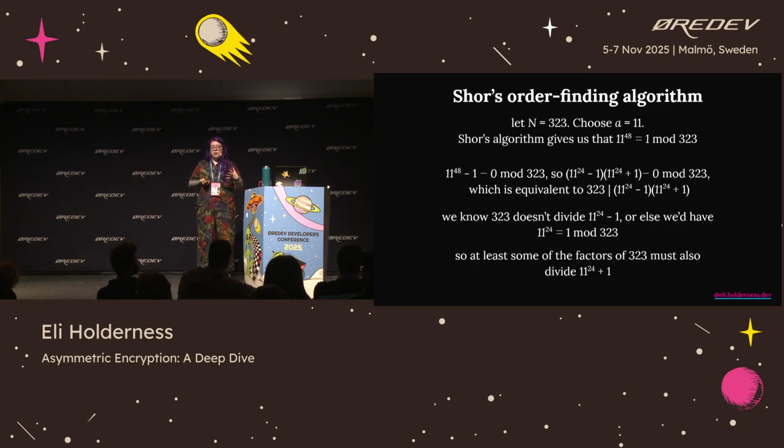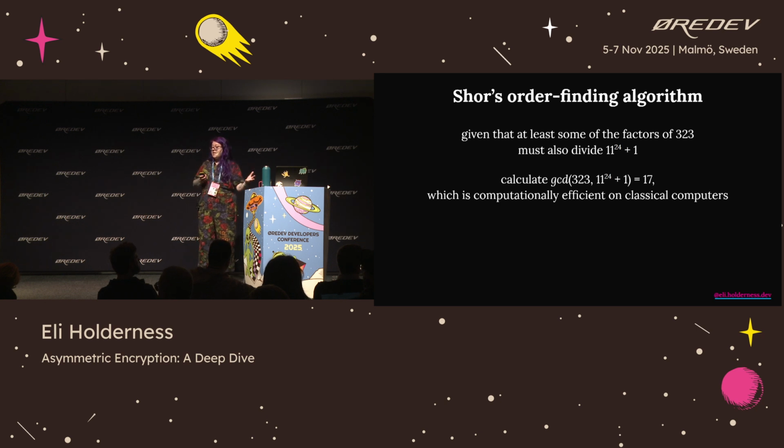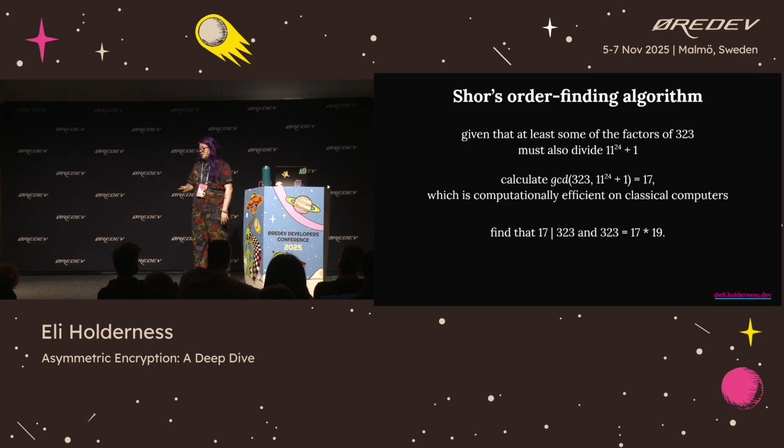And what you can do is you can say, okay, if that's true, I can evaluate 11 to the 24 plus 1, which is cheap to do, and I can take the greatest common divisor of those 2 things, our number n, and 11 to the 24 plus 1. And if we find that the greatest common divisor is not 323, it must be one of the factors of 323. And this is a fairly reliable way of factorizing big numbers multiplied by 2 primes in polynomial time, which is not currently possible on classical computers.